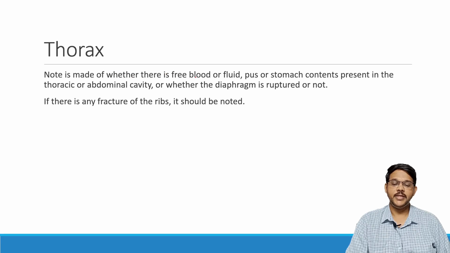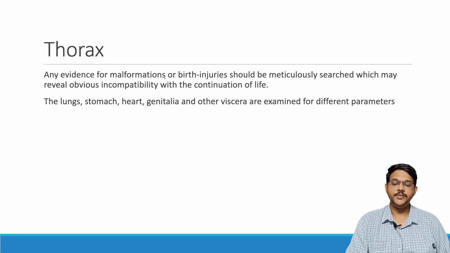Note whether there is any presence of free blood, fluid, pus, or stomach contents in the thorax or abdominal cavity, or whether the diaphragm is ruptured or not. Then look for fractured ribs, which if present should be noted. Any evidence of malformation or birth injuries should be meticulously searched for, which may reveal obvious incompatibility with the continuation of life. All the evidence present has to be noted.